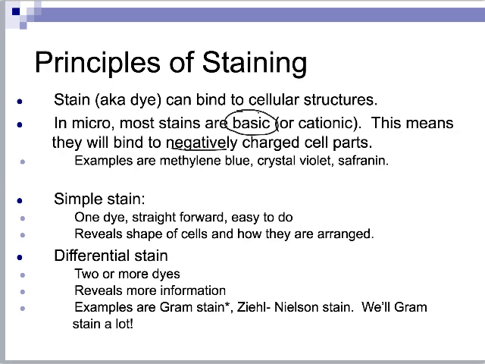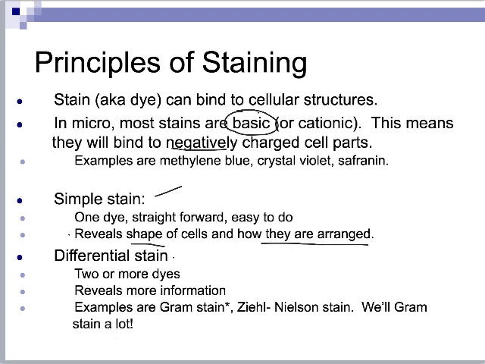So a simple stain is a really easy stain to do. It's one dye. It's very straightforward. You make a dry mount, or you do a smear, and then you just add the stain and rinse it off. With that, you can figure out what shape the cells are and how they're organized or arranged. In a differential stain, you use 2 or more stains.